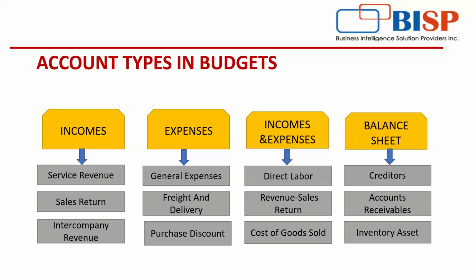The account types that are to be taken while creating budgets are the incomes. If I talk about the income statement, from that we can take the incomes like service revenue, sales return, intercompany revenue, and the expenses. We will have general expenses, freight and delivery, purchase discount and all. Income and expense accounts can also be taken over here, like direct labor, revenue, sales return, cost of goods sold.